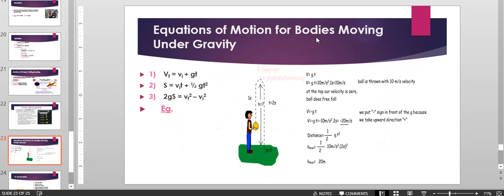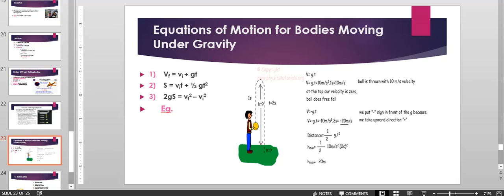So, in order to find the gravitational acceleration of the freely falling bodies, the equations will be like this. Vf is equal to Vi plus gt. The second equation will become S is equal to Vit plus half gt square. And the third equation will be 2gs is equal to Vf square minus Vi square. Here g represents the gravitational acceleration of any body.